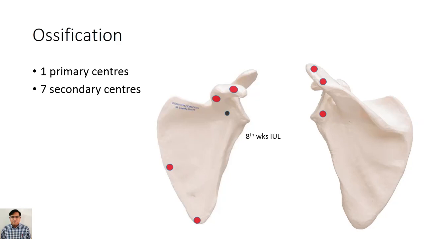The center for the coracoid process appears at the age of 1 year and fuses with other parts at the age of 15 years. The subcoracoid area appears at the age of 10 years and fuses with other parts at 16 to 18 years. And the rest of the 5 secondary centers appear at puberty and fuse with other parts between the ages of 14 to 20 years.